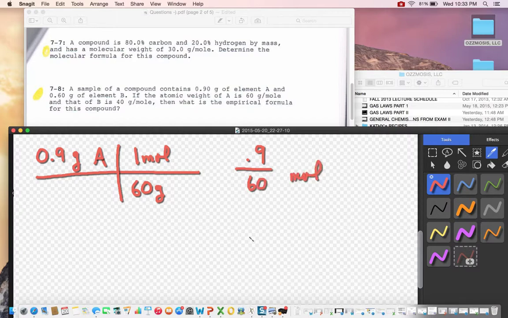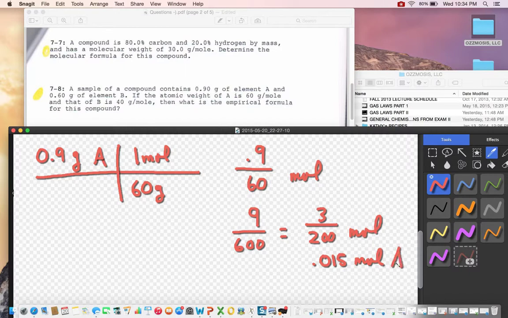Now we could do a lot to break this down if we wish to. We could say this is 9 over 600. We could divide top and bottom by 3. We could say this is 3 over 200 moles. We could convert that to a decimal. It's half of 0.03, so it's 0.015 moles of A.